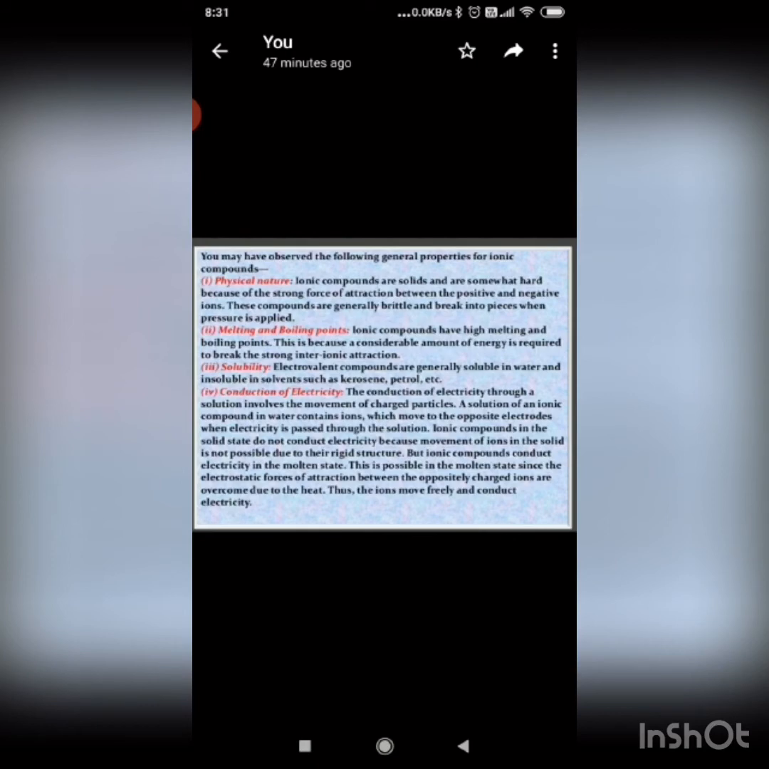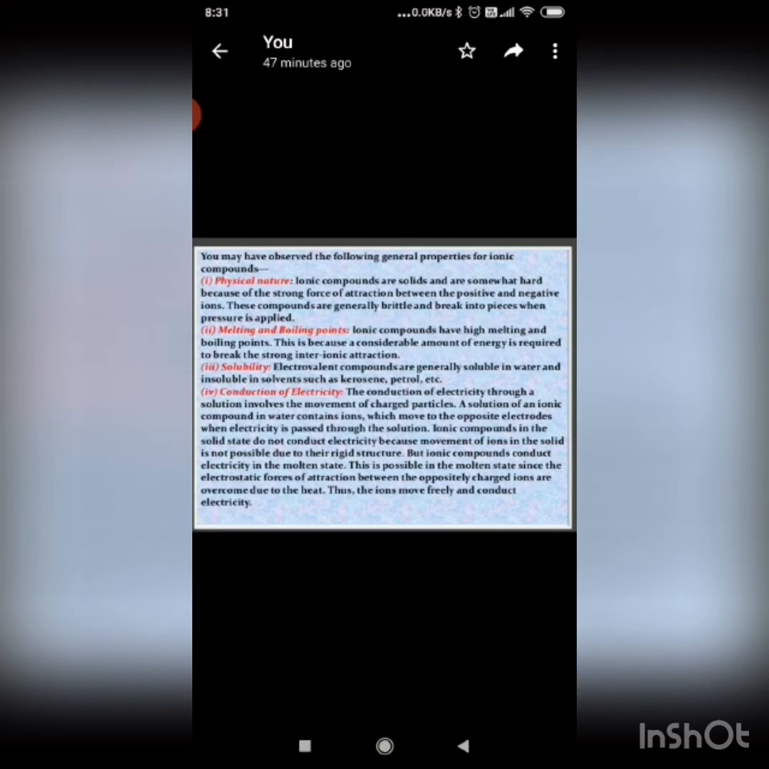First, the physical nature. Ionic compounds are solids and are somewhat hard because of the strong force of attraction between the positive and negative ions. The compounds are generally brittle and break into pieces when pressure is applied. Melting and boiling points: ionic compounds have high melting and boiling points. This is because a considerable amount of energy is required to break the strong interionic attraction.